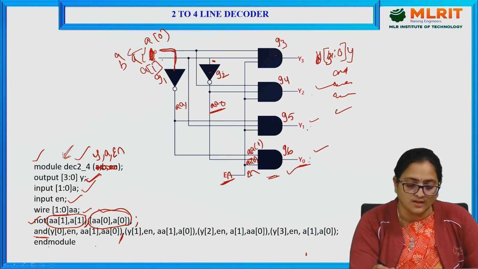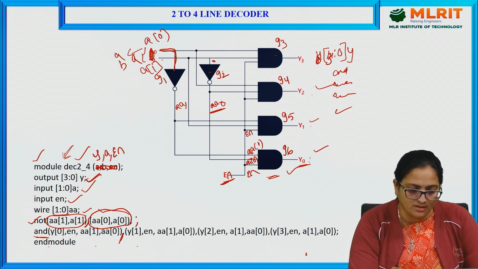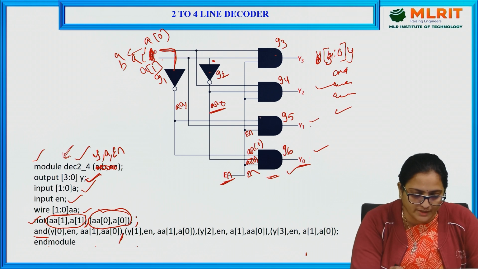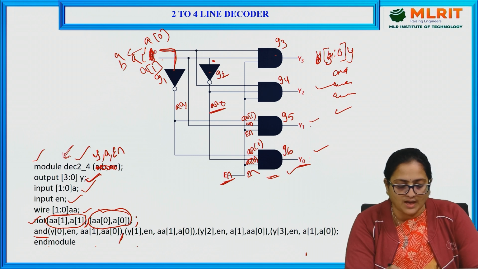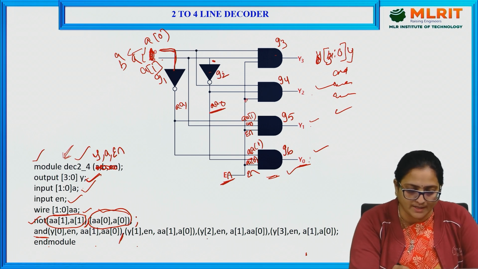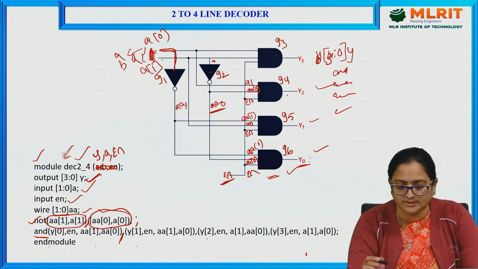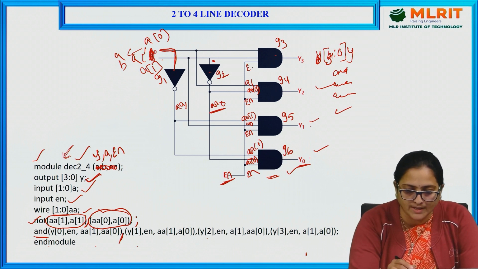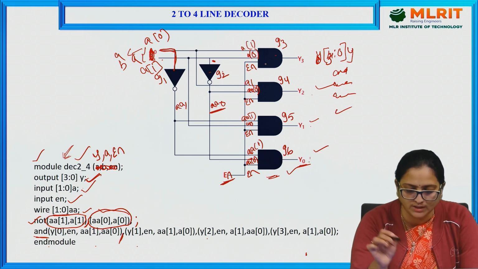The other gate is Y of 1. The output of this gate is Y of 1, which is given the inputs enable and A of 1 and A of 0. The other one, Y of 2, is an output and the enable pin is the input, and A0 is connected and A1 is connected. Here Y3 is the output, the enable pin is an input, A of 1 and A of 0 are the inputs.